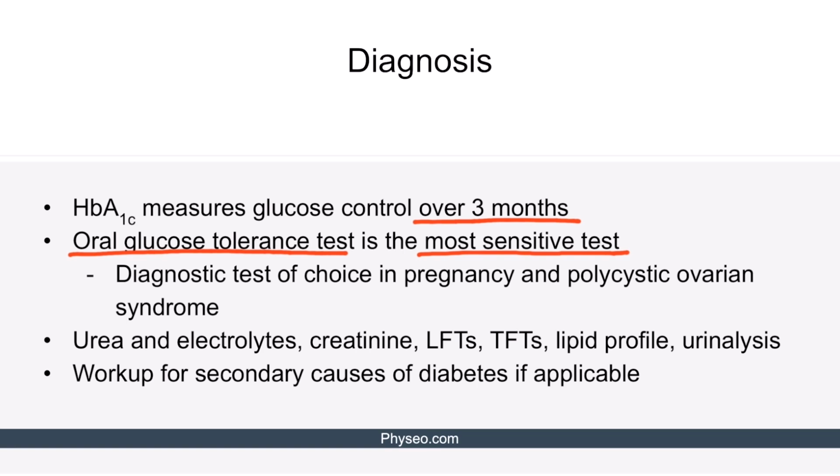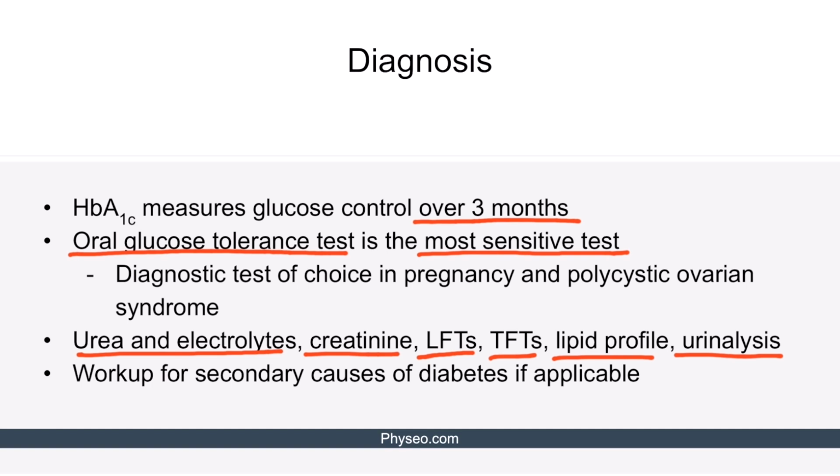Other labs ordered in a patient with diabetes are urea and electrolytes, creatinine, liver and thyroid function tests, so LFTs and TFTs, a lipid profile, and urinalysis. Now, these tests help assess the severity of diabetes and the presence of complications and other related comorbidities. So, they're not actually helping you diagnose diabetes, they're helping you diagnose its complications.